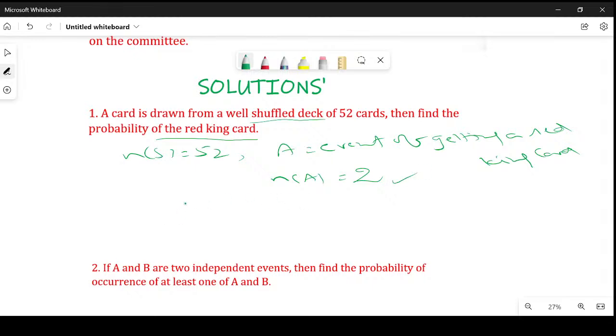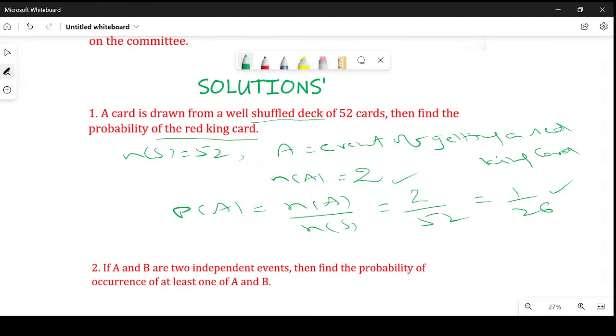So now the required probability: P(A) equals n(A) by n(S), which is 2 by 52, that is 1 by 26. Suppose instead of a red king card they give a black king card, the answer should be the same, because there are 2 black kings and 2 red kings. So 1 by 26 is the required probability.